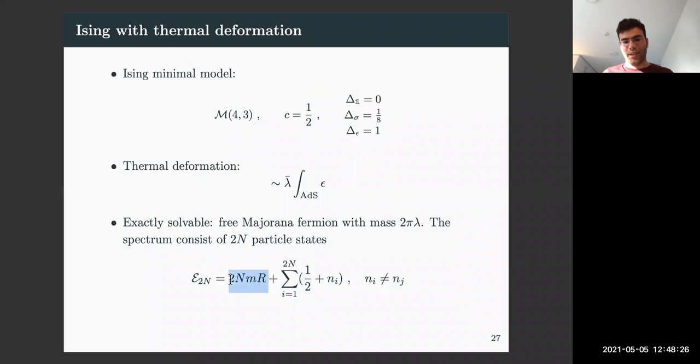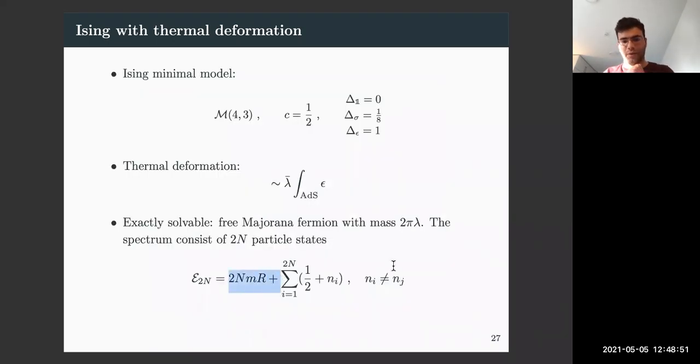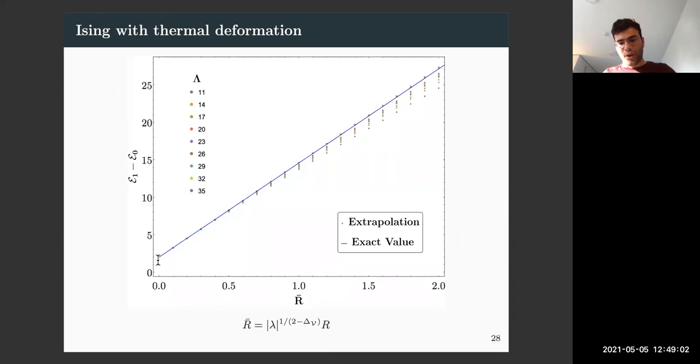And this part is from the interaction term, that instead of lambda, now I'm just inputting the mass of the Majorana fermion. And as I increase the radius, the energy should grow linearly. Here I'm showing the first excited energy minus the ground state energy. The blue line is the exact value, exactly this formula for N_i equal to 0 and A_i equal to 1. So it starts from 1/2 plus 3/2, which is equal to 2. And it grows linearly as I increase the radius.